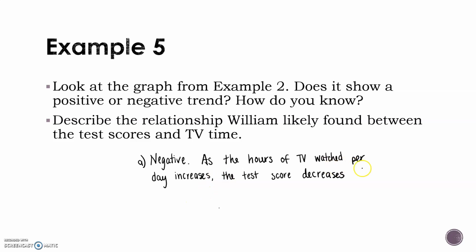As the hours of TV watched per day increases, the test score decreases. Notice I'm talking about both of the axes. And describe the relationship William likely found between the test scores and TV time. This could be something like the more TV you watch, the lower your test score is going to be. Something generic like that would be okay.